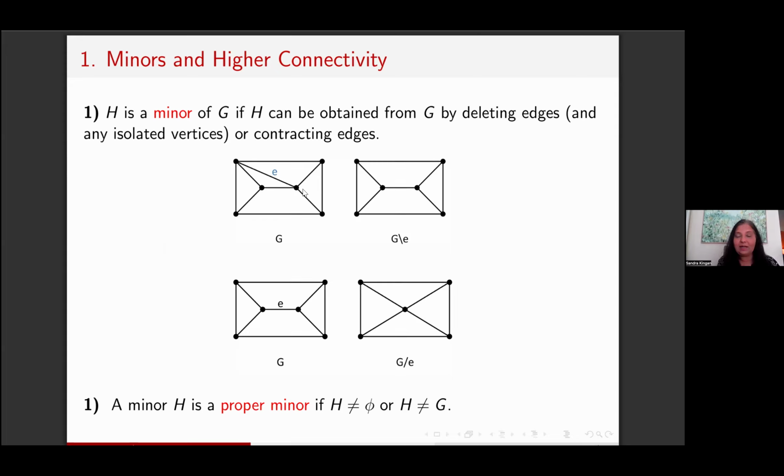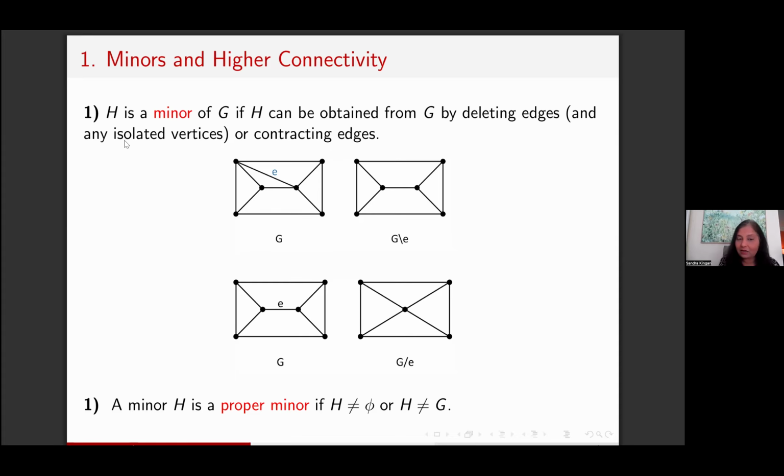Contracting edges. So imagine an edge like a string, and you identify the two end vertices, so you get kind of a loop, and you delete the loop. Or you can just think of it as this edge just kind of squishing down, forming this vertex. You will notice that I have deleting edges and any isolated vertices formed as a result, because if you delete a bunch of edges, you might end up with isolated vertices, and they should be removed.